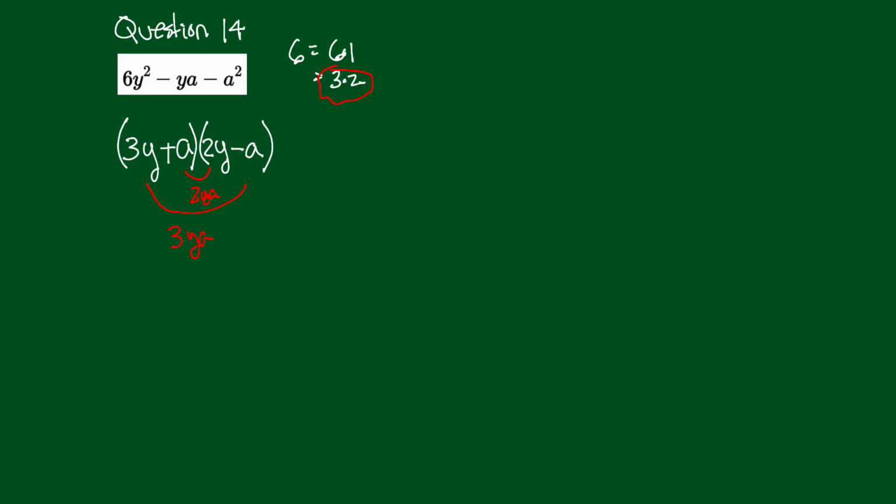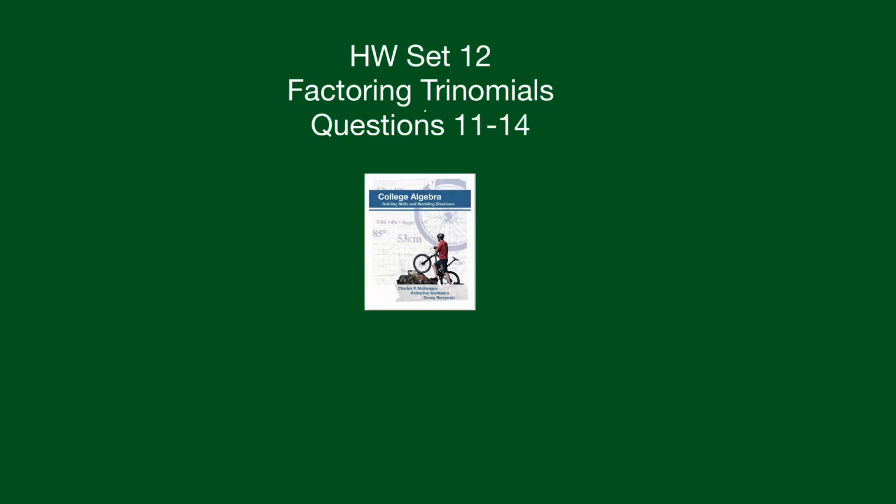Now, does that work? Just check it. What do we get? We get 3y times 2y, 6y squared. And then I get negative 3ya, right? Positive times negative is negative 3ya plus 2ya. Well, negative 3 plus 2 is negative 1. And then positive a times negative a is negative a squared. So this is our factored form right here. And that finishes our factoring trinomial questions 11 through 14 in homework set 12.